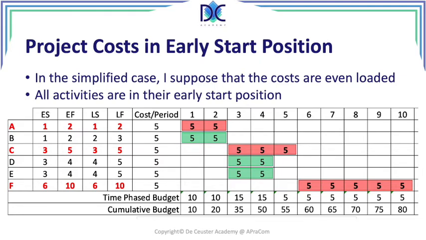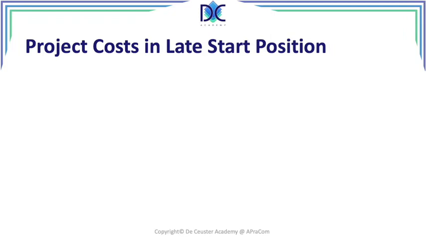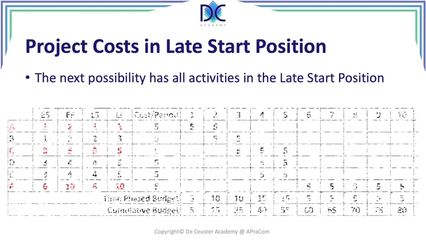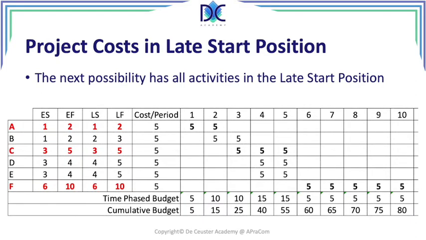Now, the second thing that we can do is to look at the project in late start position. Now we start all the activities in the late start position. And what we have here is that those activities are moved, except the activities which are on the critical path. We cannot move them because there is no slack. We move all the other activities in the slack.